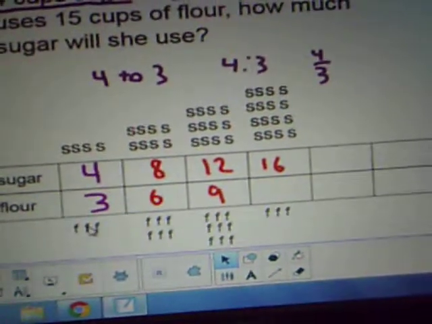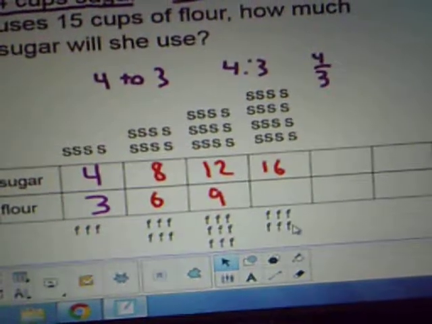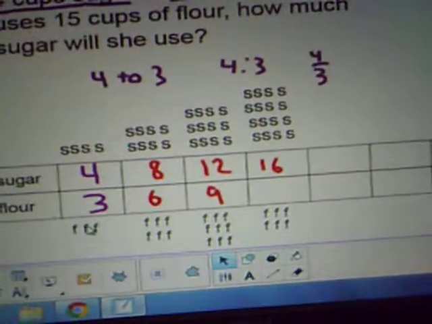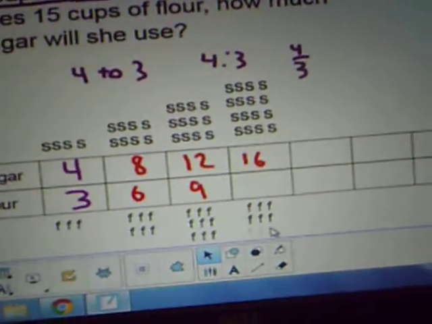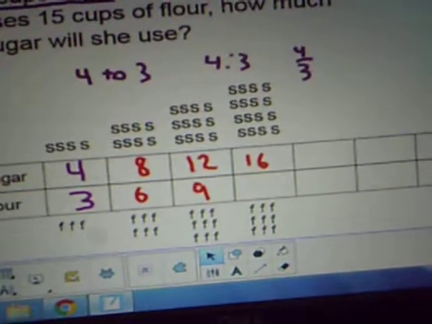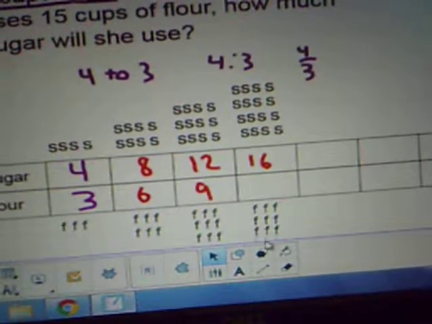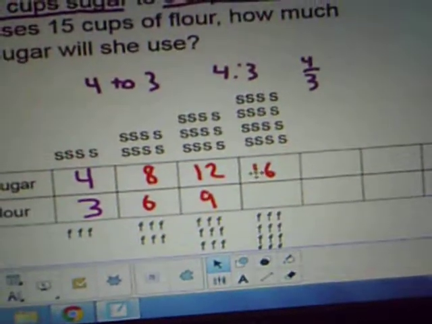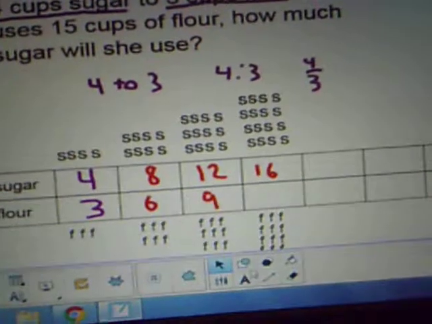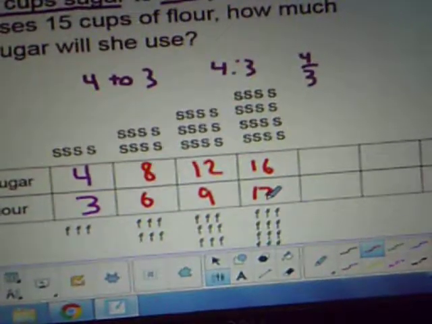3, 6, 9, and 12. And now my screen is getting a little too small for my pictures. So if I had 16 cups of sugar, I will have 12 cups of flour.